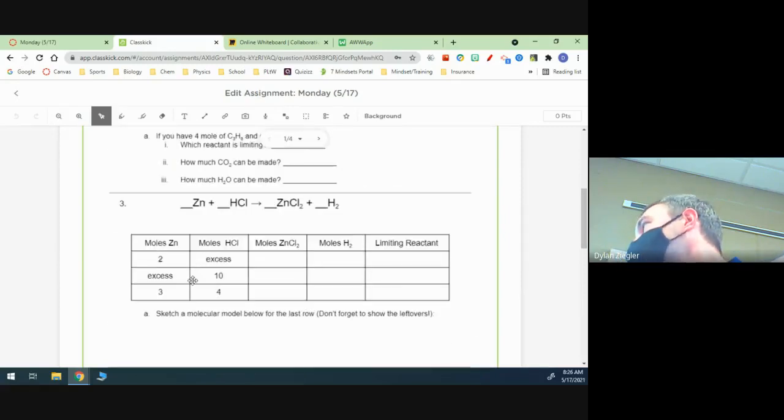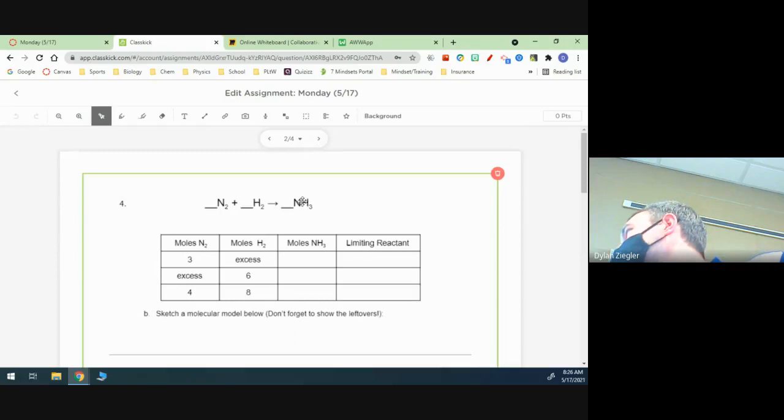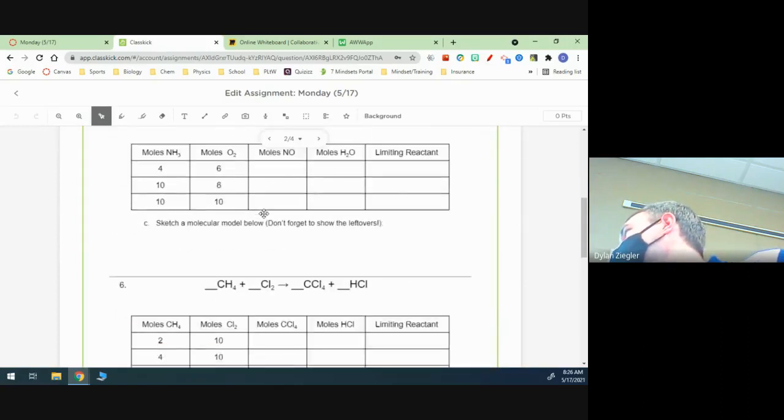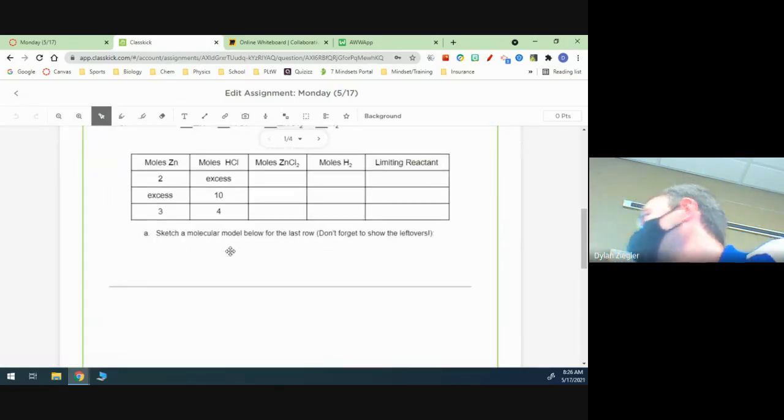Okay, a couple things. It depends. When you're finding a limiting reactant, it depends on how much you have for each. So in this chart here, I have 2 moles of zinc and extra of HCl. Boom, right away, that should tell you which one is the limiting reactant. You still need to find out how much you're going to make of each product by taking that number and multiplying by the coefficients after you balance it. So that's what we're doing for pages 1 and 2. A couple of them you might have to balance that we haven't gone through yet. And one other thing, sketch a molecular model below for the last row.